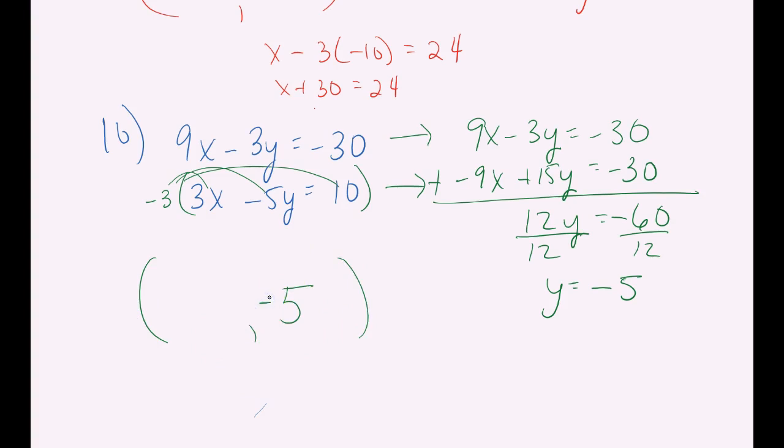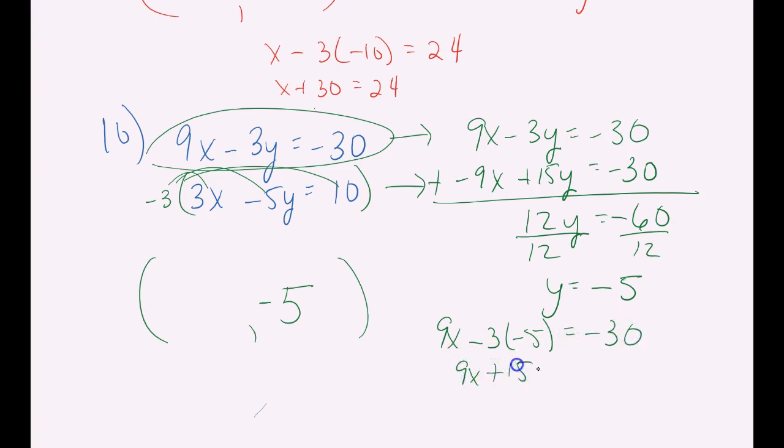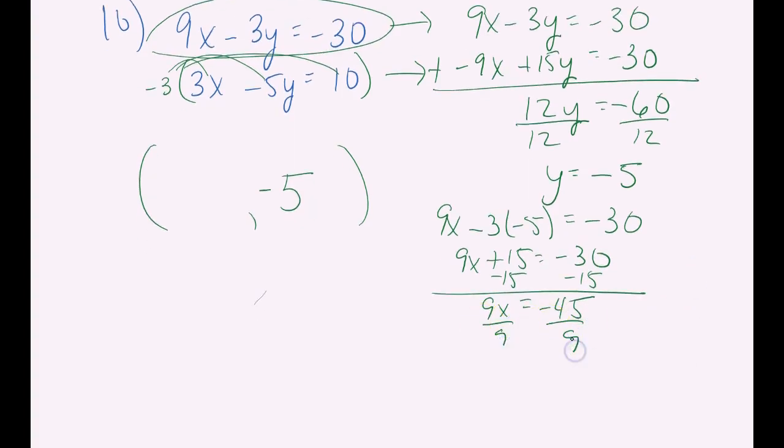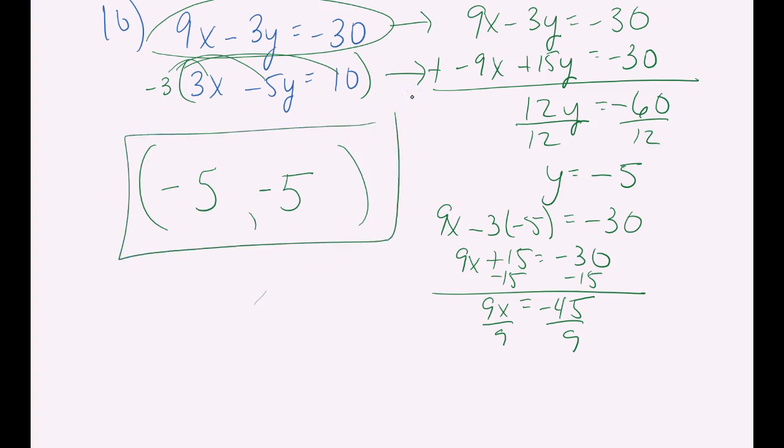Now, how do I get my x? I go back to one of my equations and find it. I'm going to go to this one just because it's on top. I mean, it doesn't really matter, right? You go to whatever you want. So I've got 9x minus 3 times negative 5 equals negative 30. And I'm going to solve this. So 9x, is that a plus 15? Good. Now I'm trying to solve for x. So minus 15, and you'll get 9x equals negative 45. Divide by 9, and x equals negative 5. Oh, cool. So they both equal the same thing. That doesn't happen a lot, but there it is. So there's my answer for number 10.